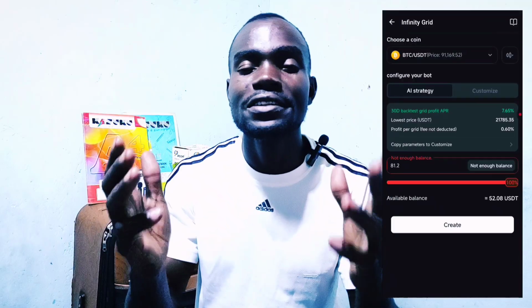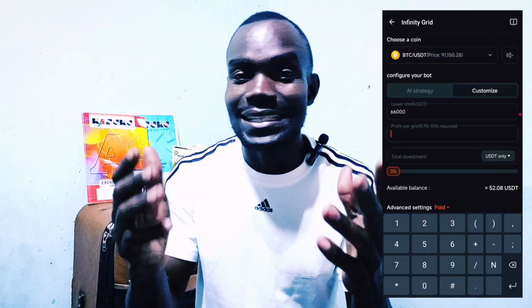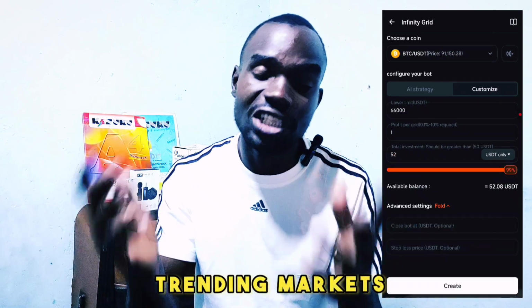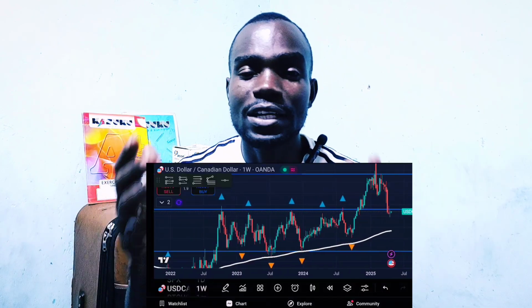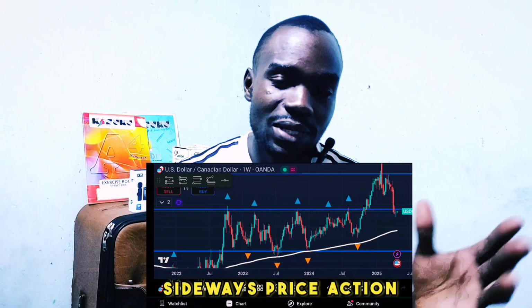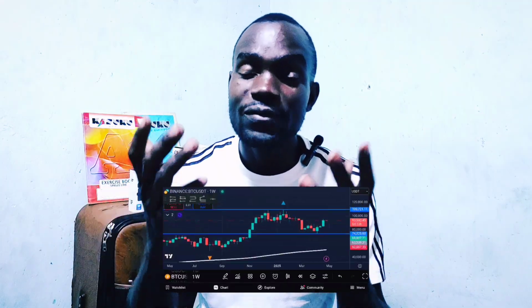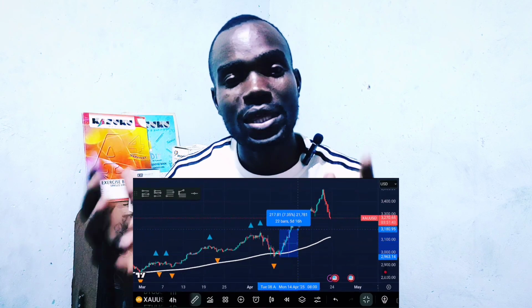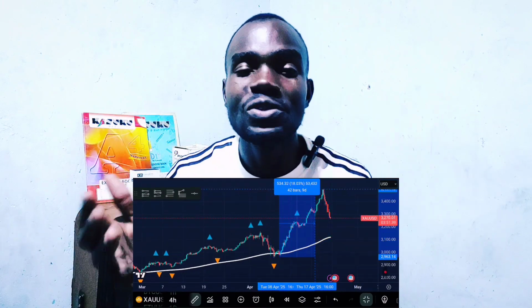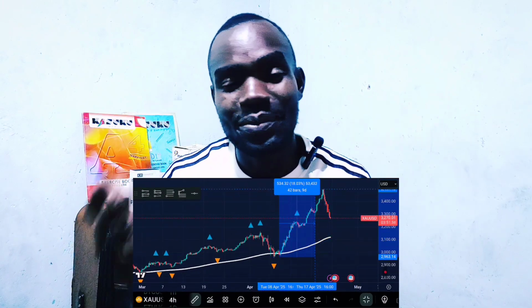Enter the Infinity Grid Bot from Pionex, designed specifically for trending markets. Unlike the classic grid bot that works best on sideways price action, the Infinity Grid Bot adapts with the price. That means no fixed upper and lower limit. It scales with the trend and keeps compounding profits as the price climbs.